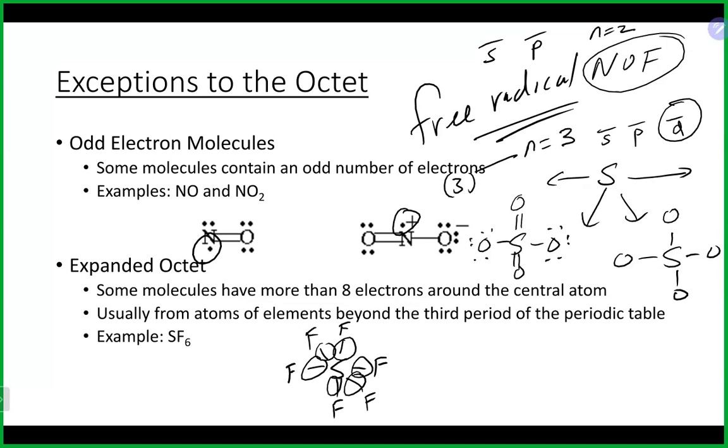So these are the 3 exceptions to the octet rule. You will not have to draw any of these exceptions, but you just need to know what they are. Okay, so everything that we draw in here, you should draw to obey the octet rule. So everything here will obey the octet rule. Any questions on that? All right.